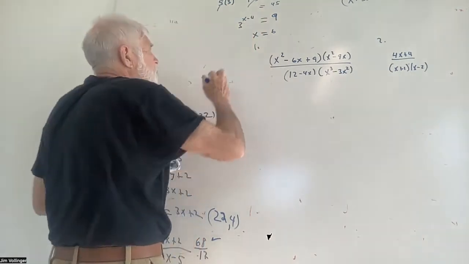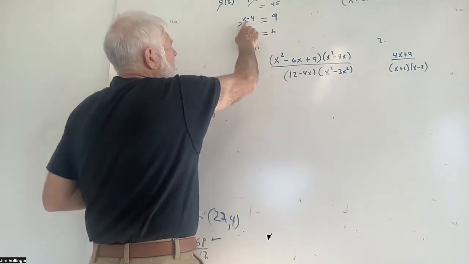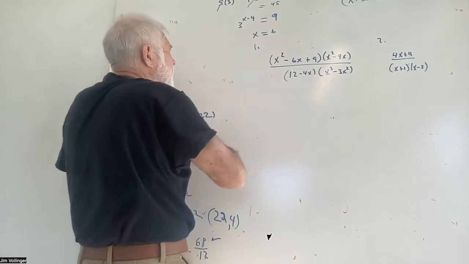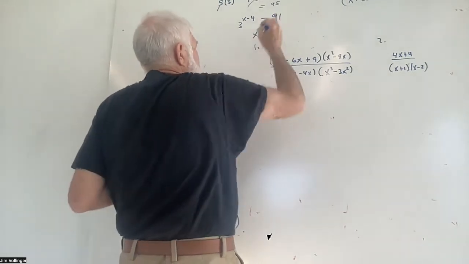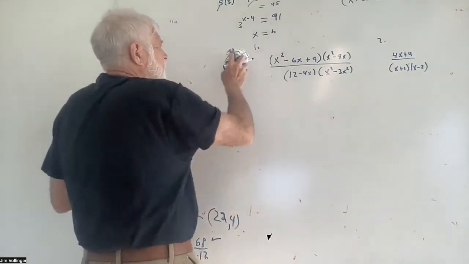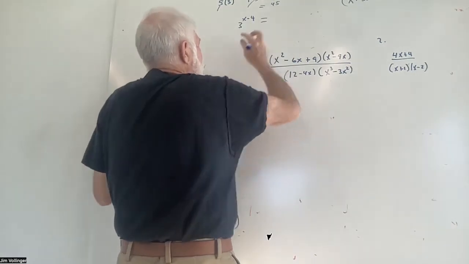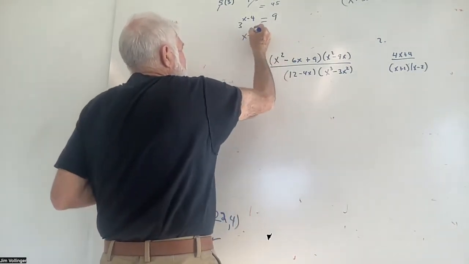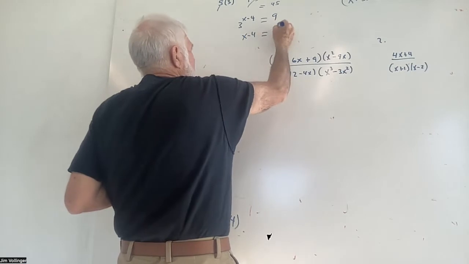And do you remember what to do with that? I mean, we know it's a 2, 3 squared is 9, but that's not the issue. The issue is what happens if this was 99 or 91 or something else. So right now it's 9. And I hope you recognize that exponents can be expressed as logarithms.